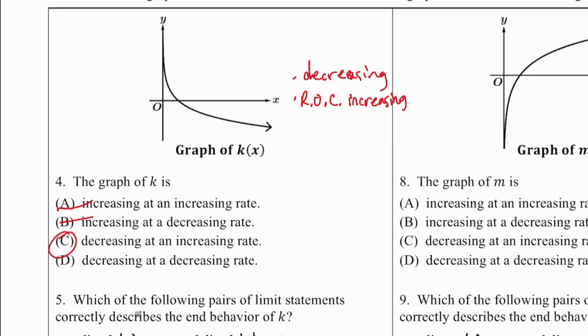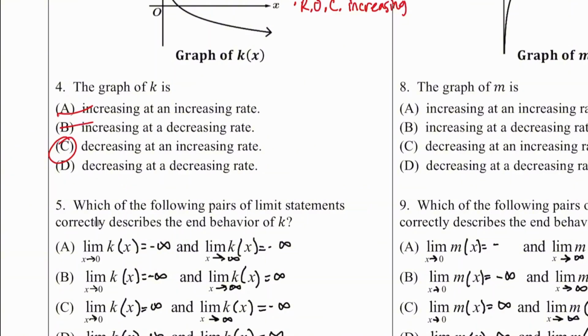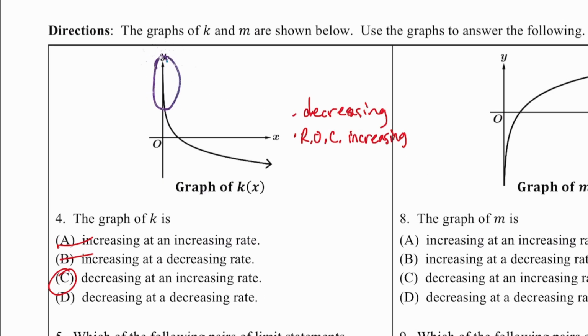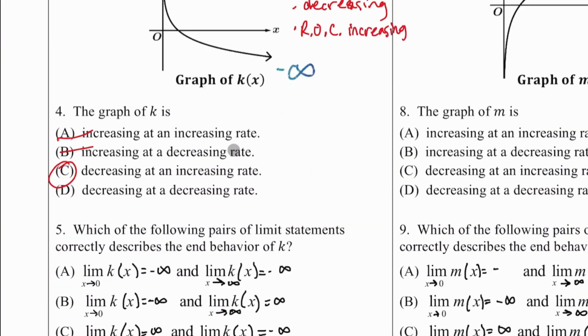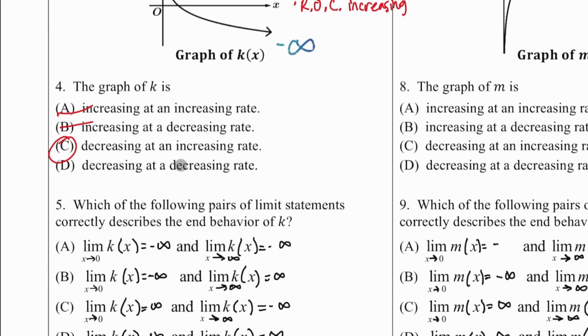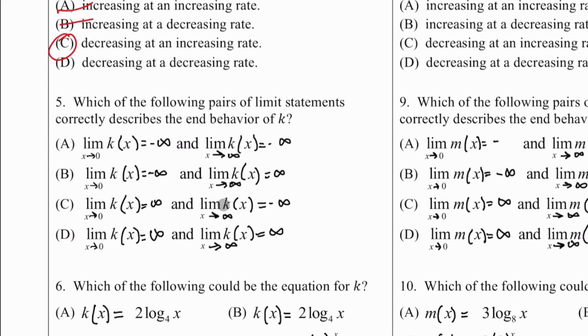Alright, so our next one. Which of the following pairs of the limit statements correctly describes the end behavior of K? So let's look at it on our own first. We see as x is going to 0, on the left side of the graph here, y is going to positive infinity, okay? And then as x goes to positive infinity on the right side, y is going to negative infinity, okay? So we'll find one that says infinity first for the left and negative infinity for the right.